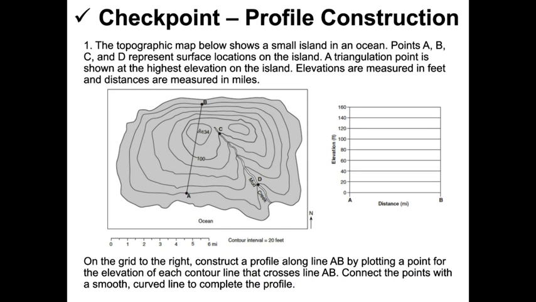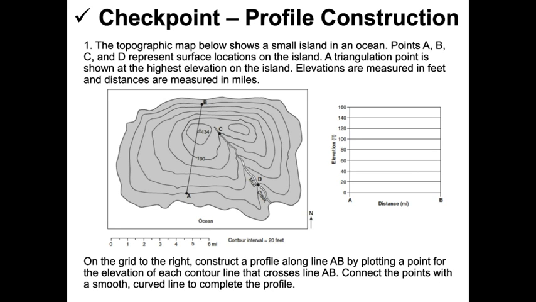The topographic map below shows a small island in an ocean. Points A, B, C, and D represent surface locations on the island. A triangulation point is shown at the highest elevation of the island, which just means that the highest point of this island could be 134 feet.